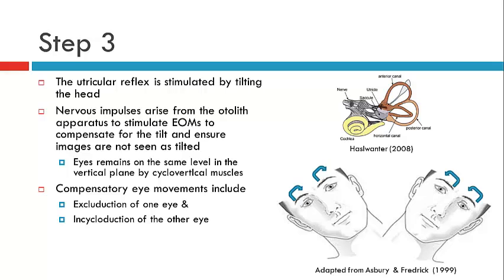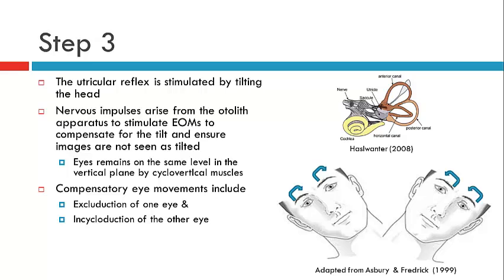So, step 3, we do the Bielschowsky head tilt test. If you go back to neuro-ophthalmology, you'll recall that the utricular reflex is stimulated by tilting the head. And what we see through this is a compensatory eye movement, whereby the eyes will excycloduct or incycloduct, depending on the head tilt that we have.